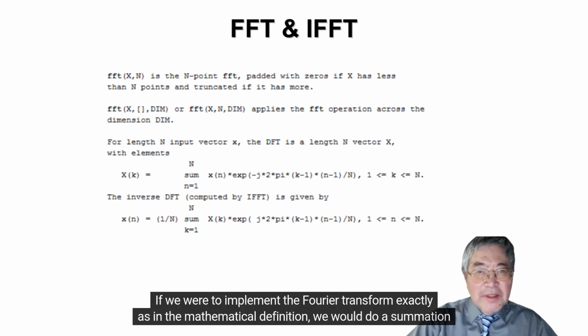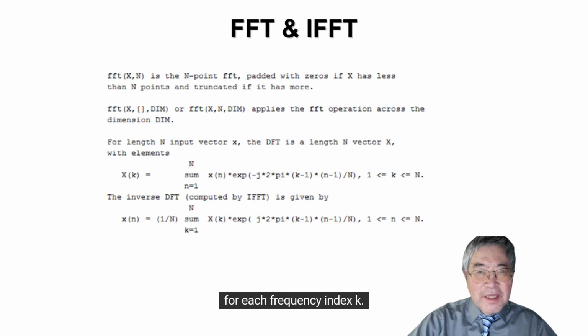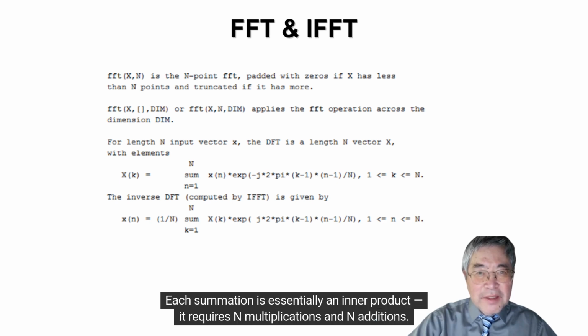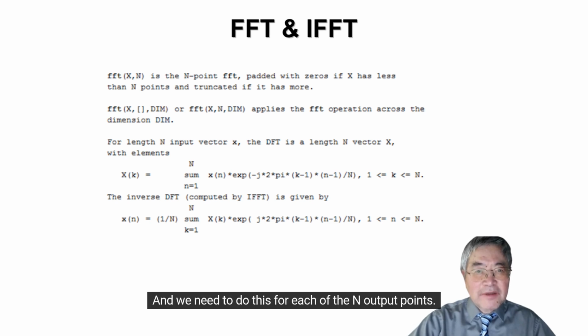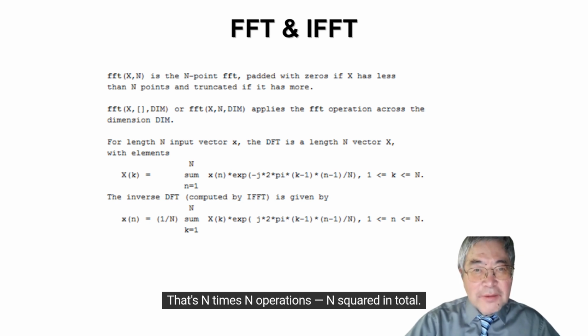If we were to implement the Fourier transform exactly as in the mathematical definition, we would do a summation for each frequency index k. Each summation is essentially an inner product. It requires n multiplications and n additions. And we need to do this for each of the n output points. That's n times n operations, n squared in total.